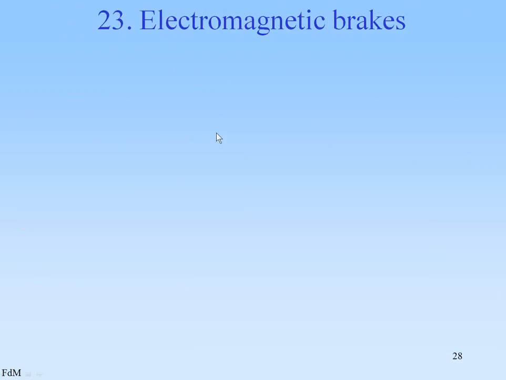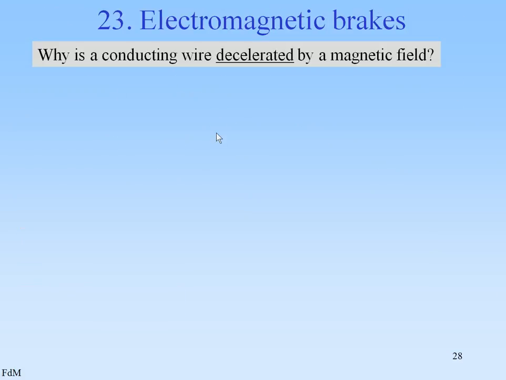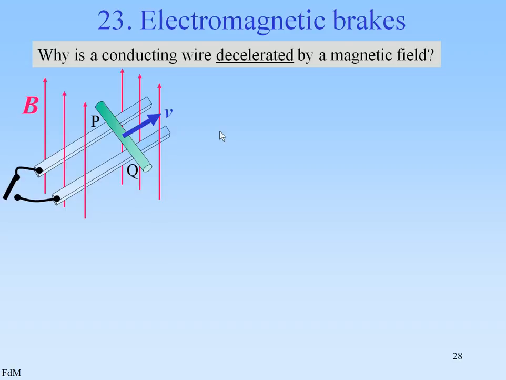Topic 23, electromagnetic brakes. The question is, why is a conducting wire decelerated by a magnetic field? This is the situation. We have two rails with a switch, but the switch is open, and we have a cylindrical rod here, and there is an external field, and the rod is given a velocity v in the direction of the rails.